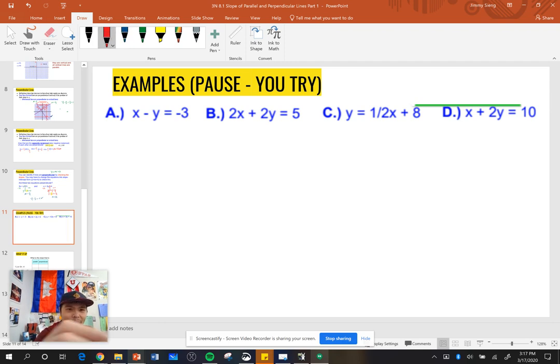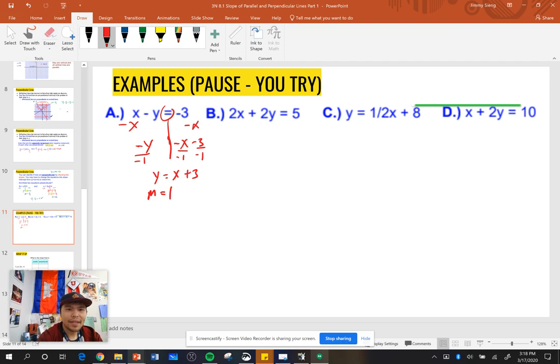Anyways, let's check A. So A, we got x minus y equals negative 3. I'm just going to find that slope. Okay, I got to subtract x from both sides. Negative y is equal to negative x minus 3. Remember, there's a negative there, so I could either divide by negative 1 or multiply, either one. And that gives me y equals x plus 3. The slope there is 1, right?